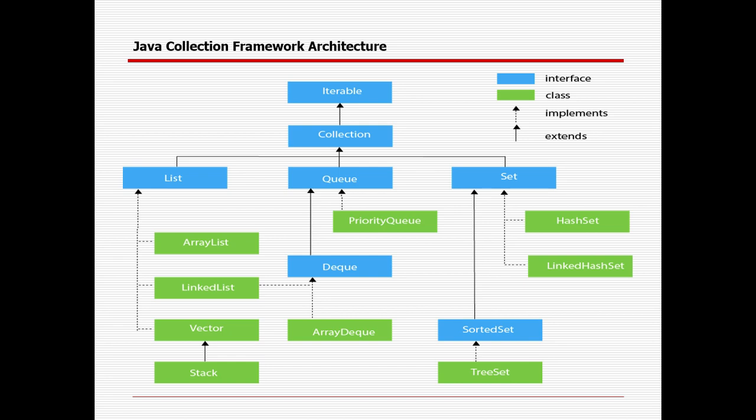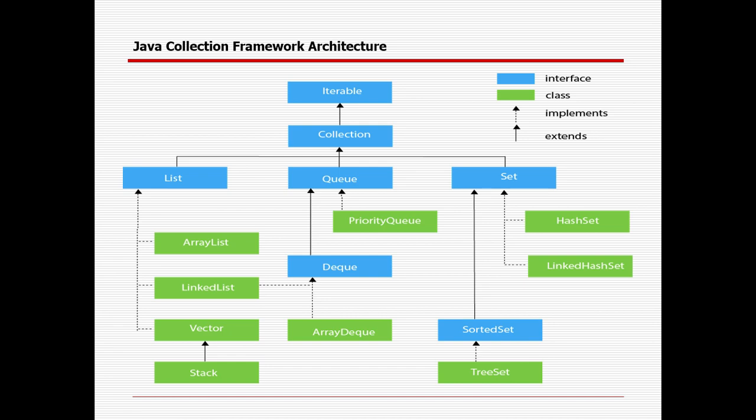Then the Queue interface. Queue is nothing but first in, first out. If you add something, that particular object you can get first, first in, first out, whereas Deque is a double-ended queue, so on both sides you can add data and remove data.